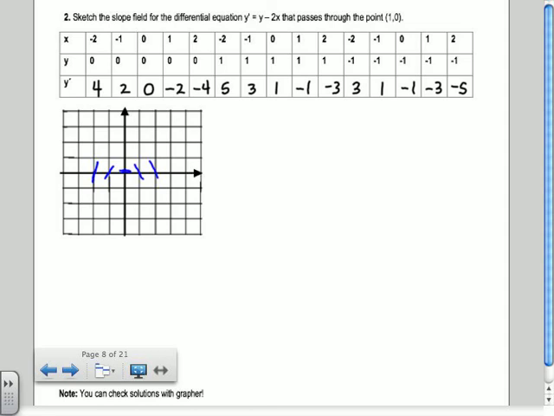Okay, at (-2, 1), I have 5, so even steeper. At (-1, 1), I have 3, so a little bit less steep than the one below it. At (0, 1), I have 1. At (1, 1), I have -1. At (2, 1), I have -3.